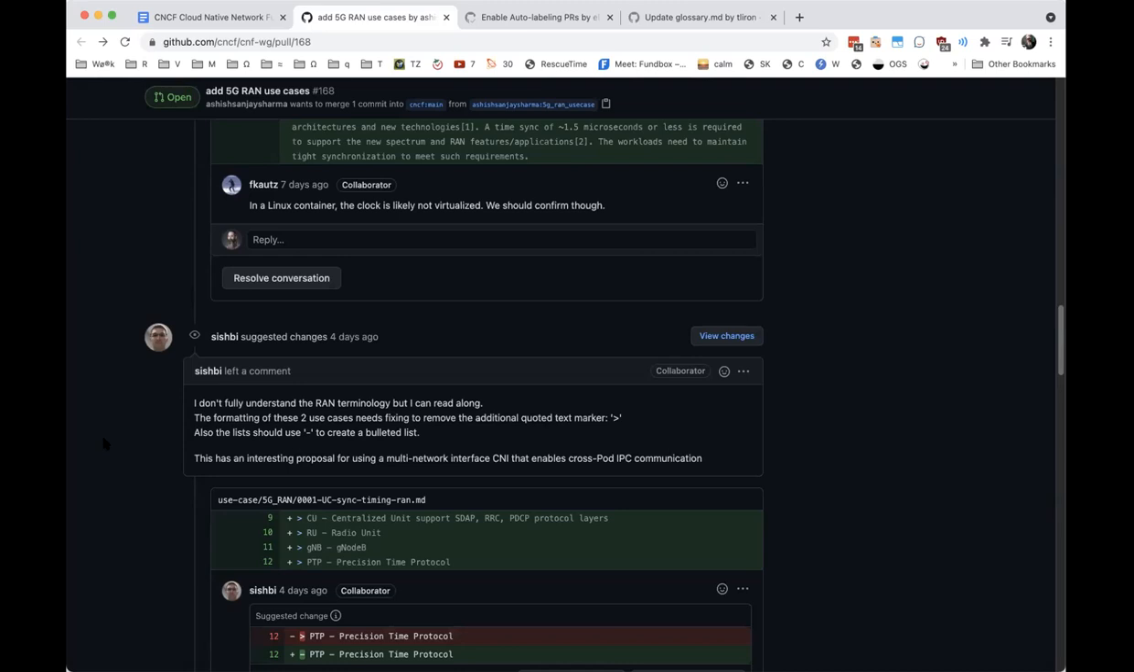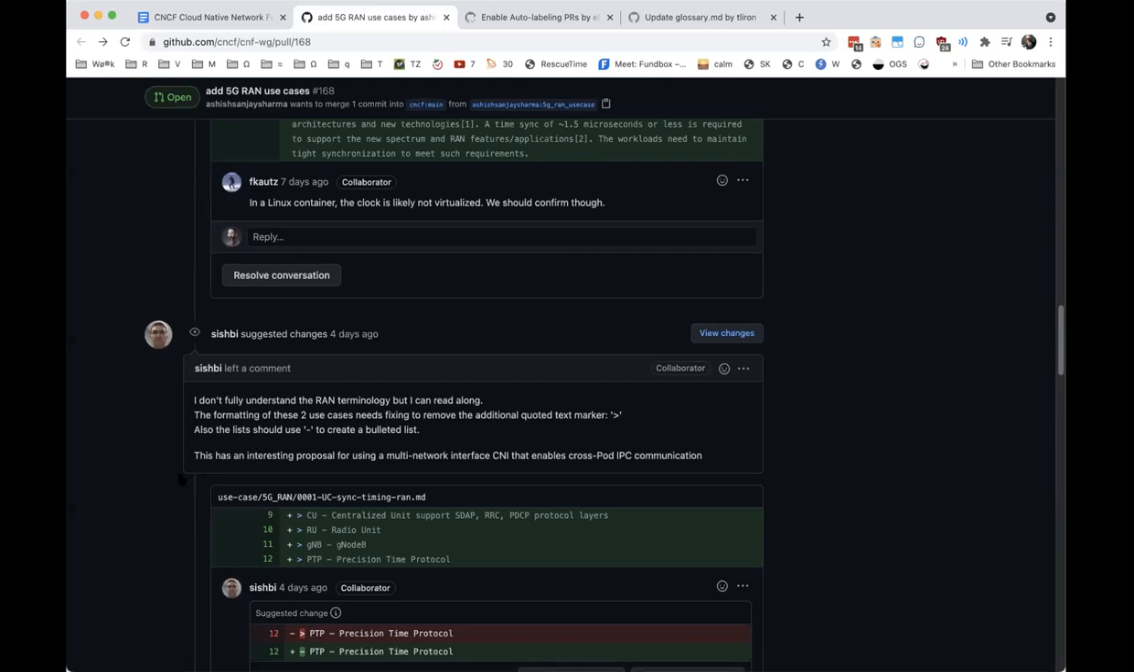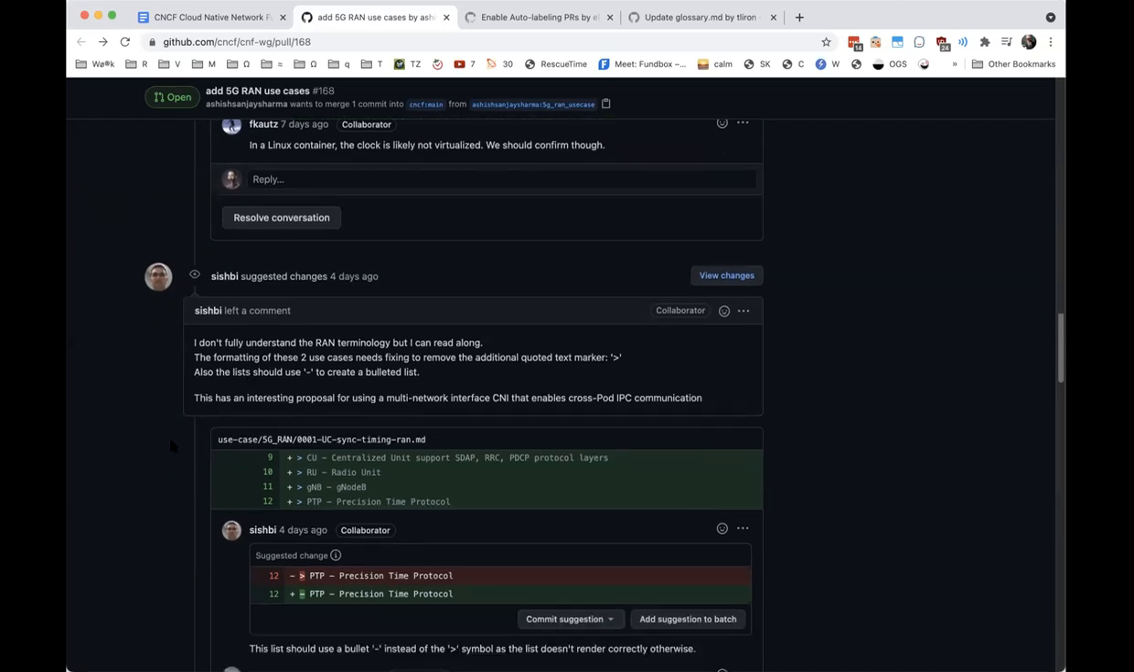Yeah, my comments are mostly around formatting. Maybe it's a question for the syntax checker: it just checks for basic syntax errors, whereas there's no checking for whether the markdown actually renders correctly. I don't know whether there's anything that can be added to the checker to validate things like the bulleted list and things like that. I don't fully understand the RAN terminology, so I can't comment on the content too much, although I could follow along based on my networking experience.